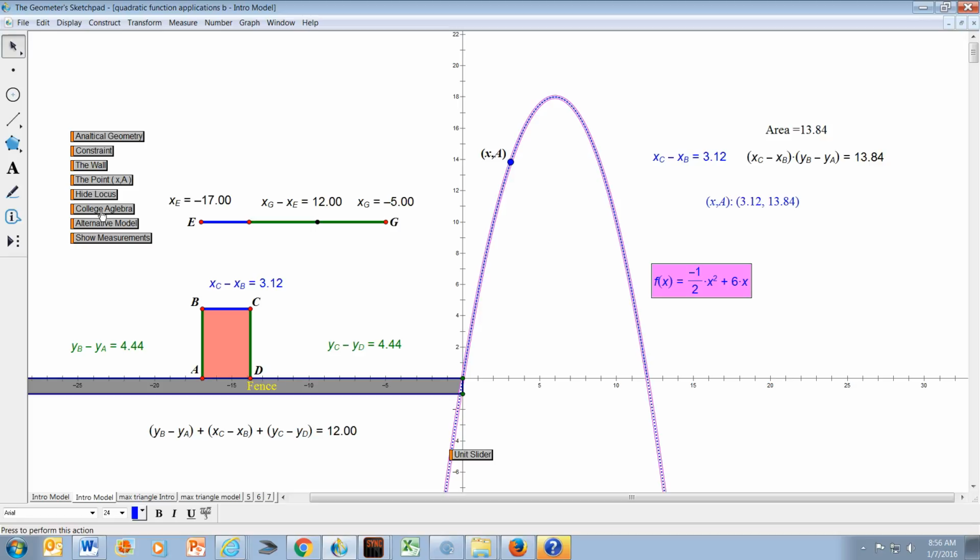The next part of this lecture will be how to find that maximum area using college algebra. But for now, I just wanted to show you that it existed and that the area actually does change depending on your dimensions.